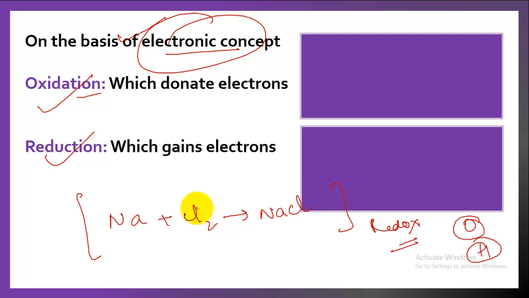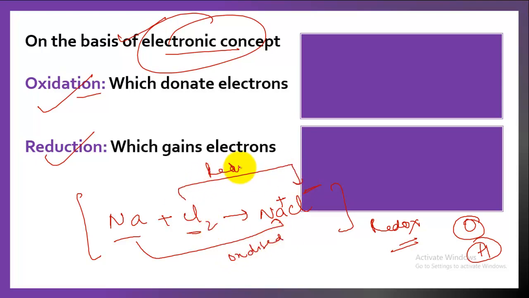See, oxidation refers to an atom which donates electrons. As you know, in this reaction, sodium has lost one electron, and as a result it has acquired a positive charge, and Cl has acquired one electron, and as a result it is acquiring a negative charge because it is accepting an electron. So the one which donates the electron is said to be oxidized, and the one which gains an electron is said to be reduced. So I think you got it: losing of electrons refers to oxidation and gaining of electrons refers to reduction. Accordingly we can define oxidation and reduction according to the electronic concept. So this reaction is a redox reaction.